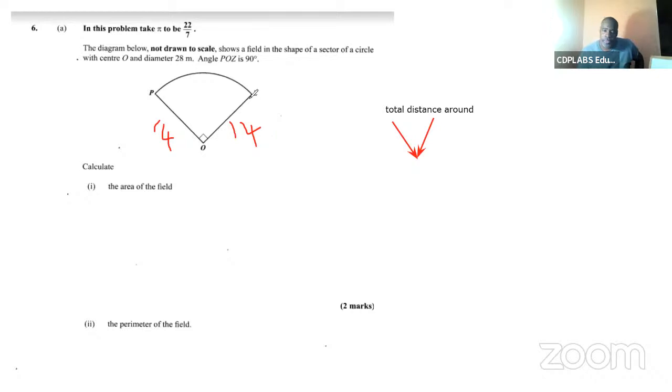The arc length. And to what part of the circle is this arc length related to?